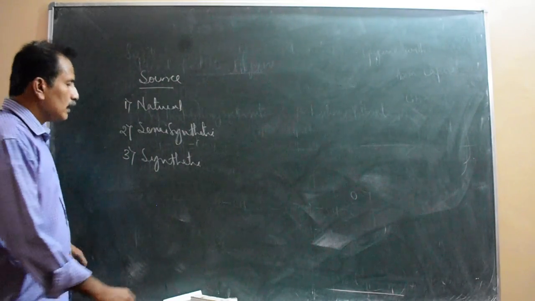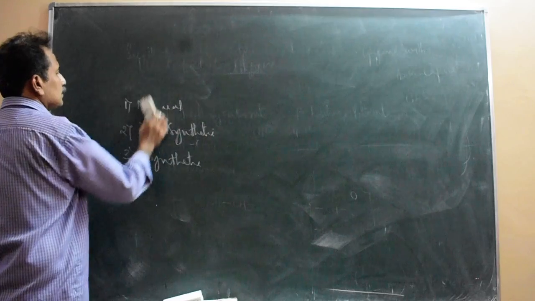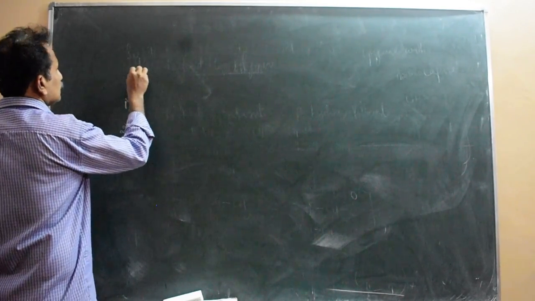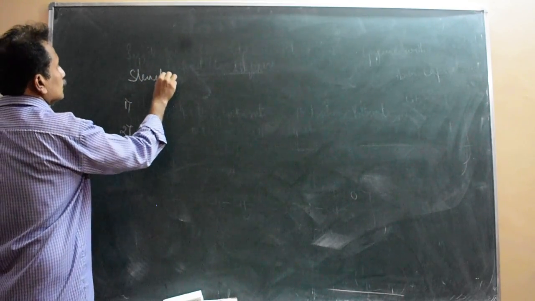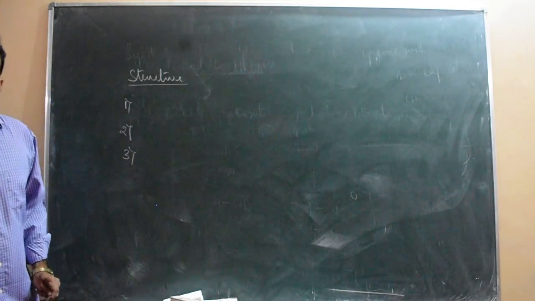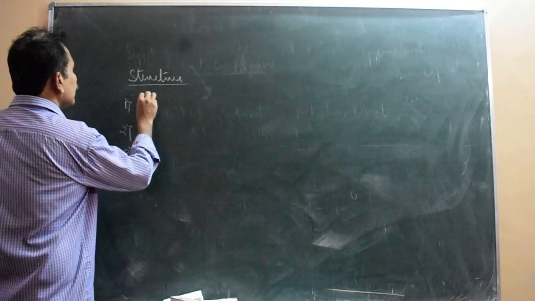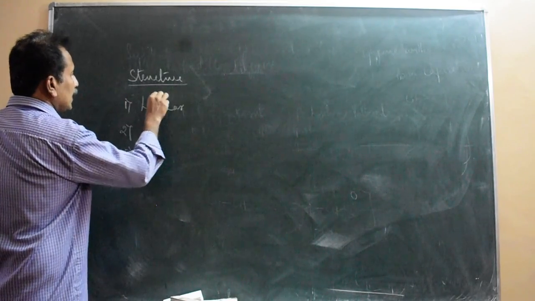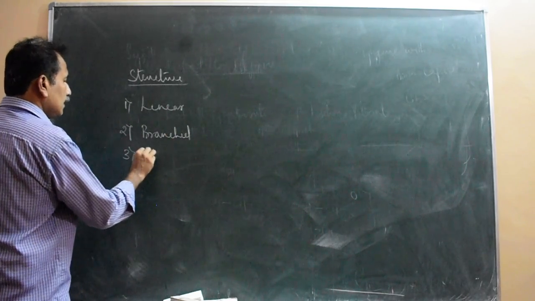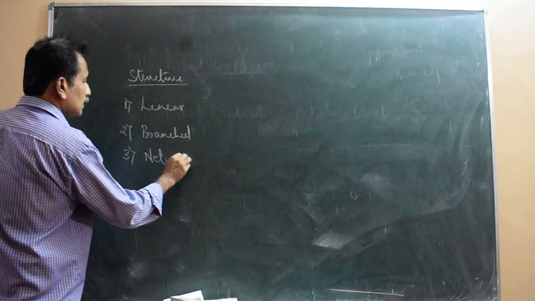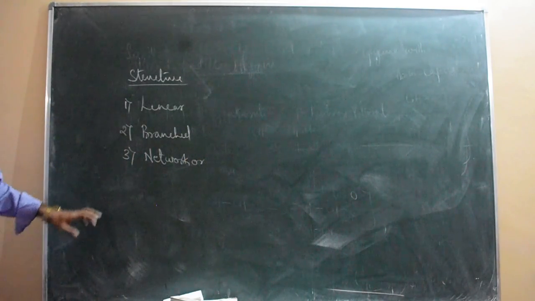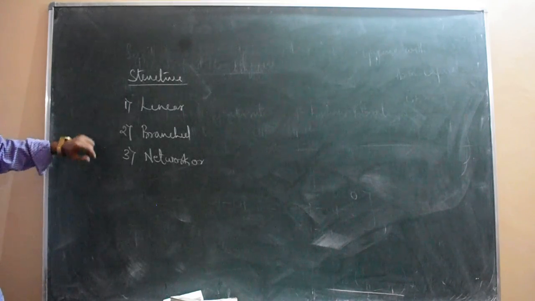Then we had another classification based on structure. Based on structure, here also we had three types, right? So linear, branched and network or cross-linked it was called. So this classification of the polymers was based on structure.